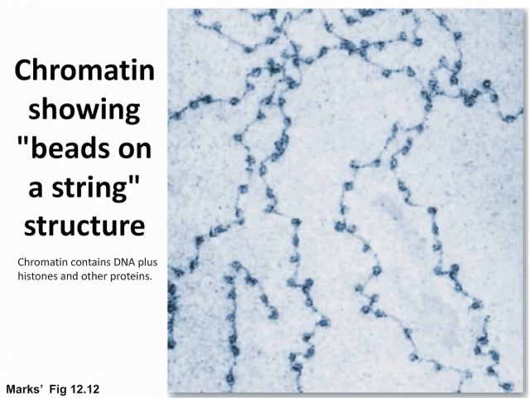So this is just a picture of chromatin. So what is chromatin? You should know that chromatin is made up of DNA, histones, and other proteins. So a simple test question you can ask is, what makes chromatin? So DNA, histones, and other proteins.